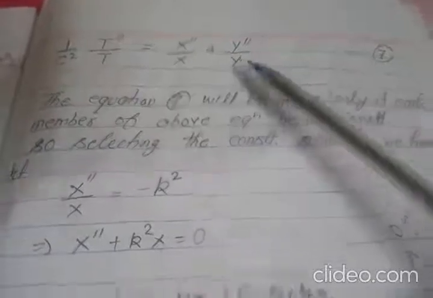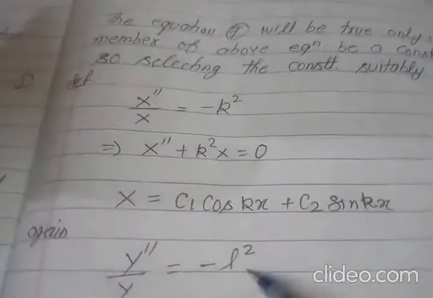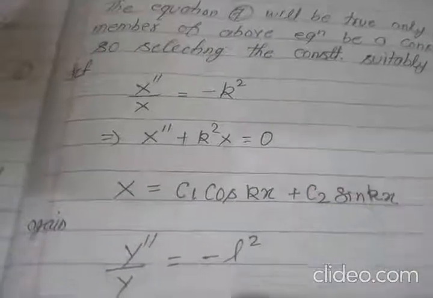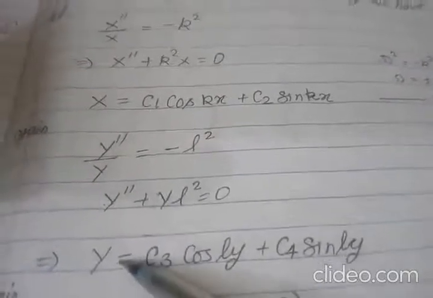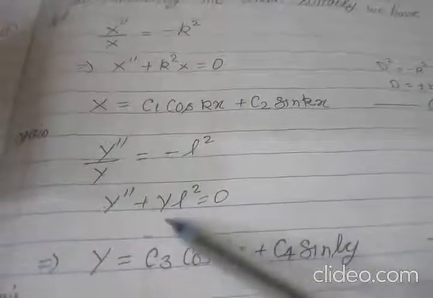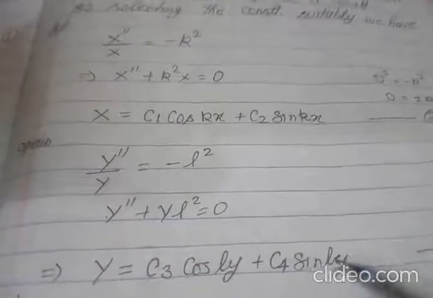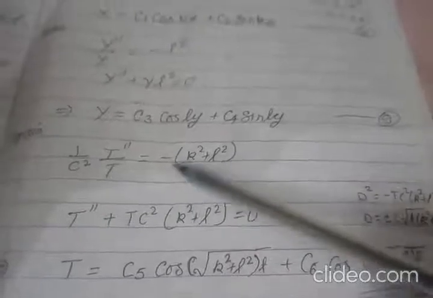Similarly, we can find the other solution: Y double dash upon Y will be minus L square. Here we have selected minus k square, and here we have selected minus L square, and in the same way we can find the solution for this equation, which will be Y is equal to c3 cos Ly plus c4 sin Ly. And when we solve the equation 1 upon c square T double dash upon T, the constant should be of the type k square plus L square with a minus sign.